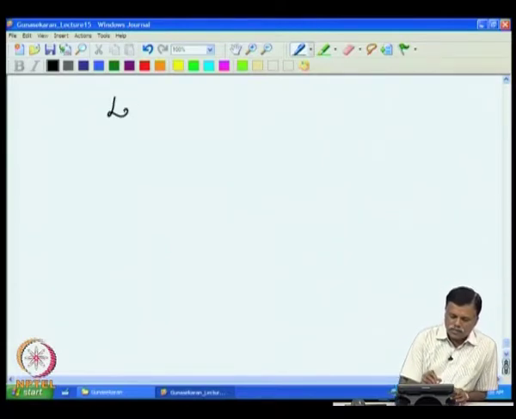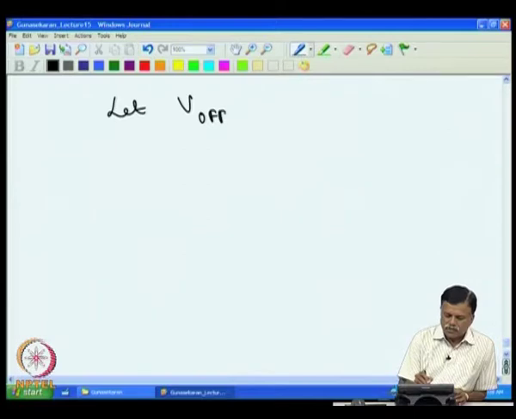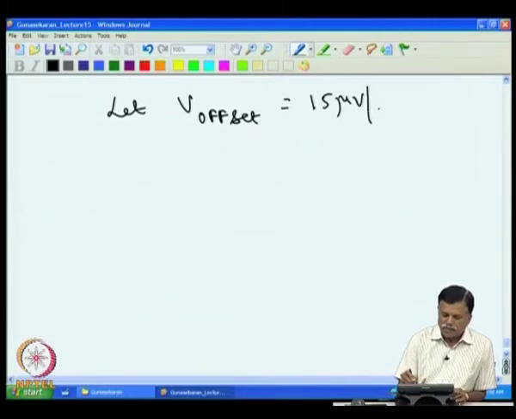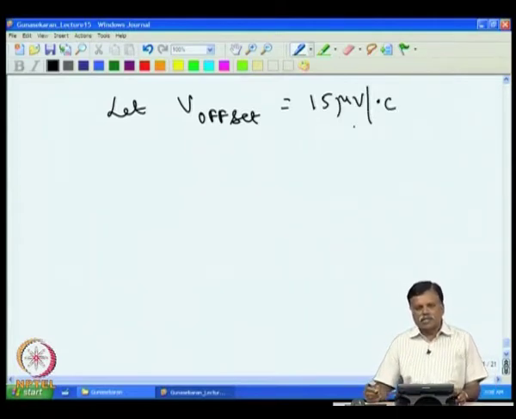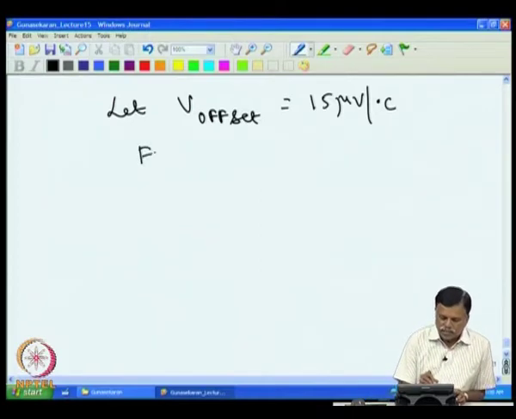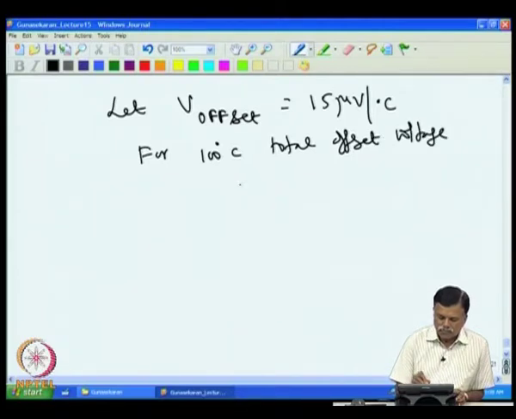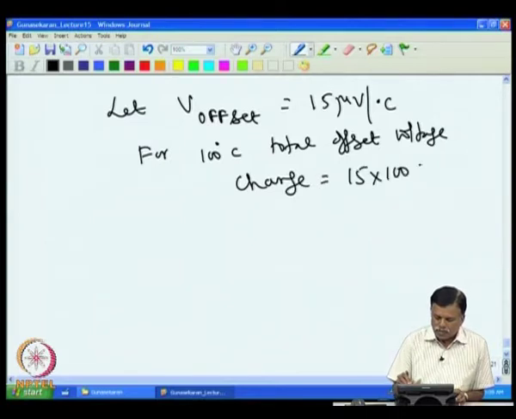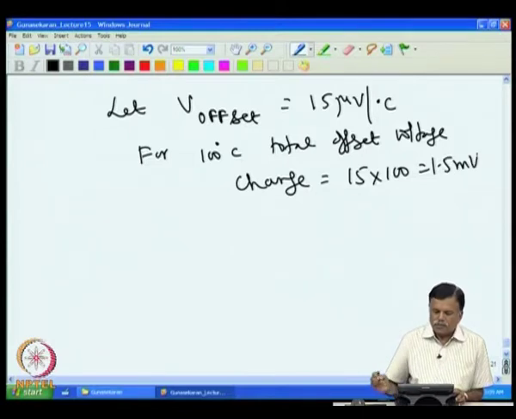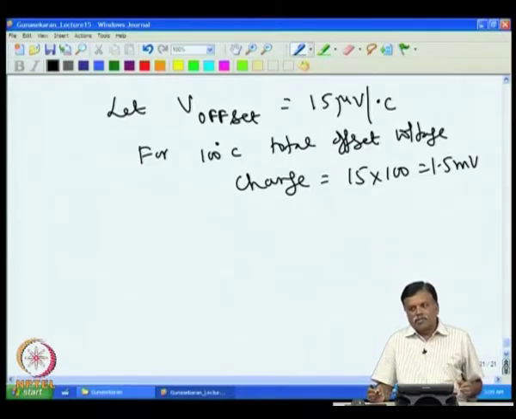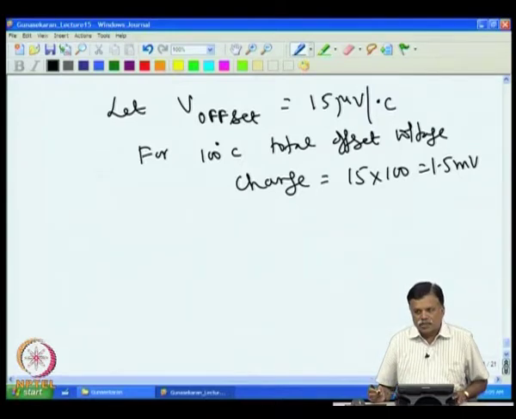So let V offset drift be equal to 15 microvolt per degree C. This is a general purpose op amp. That is the figure that we get for most general purpose op amps. So for 100 degree C, the total offset voltage change will be 15 into 100 microvolt, 1.5 millivolt. So you expect to have a 1.5 millivolt change at the input of the op amp.